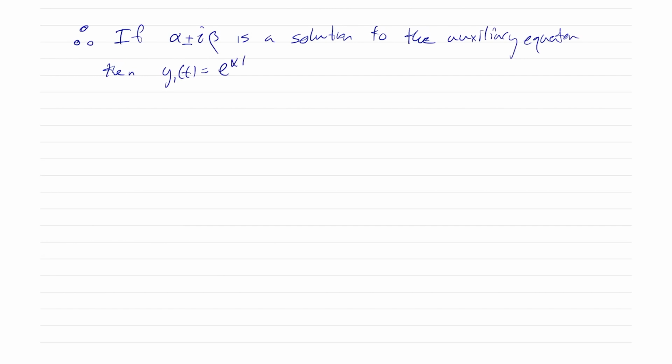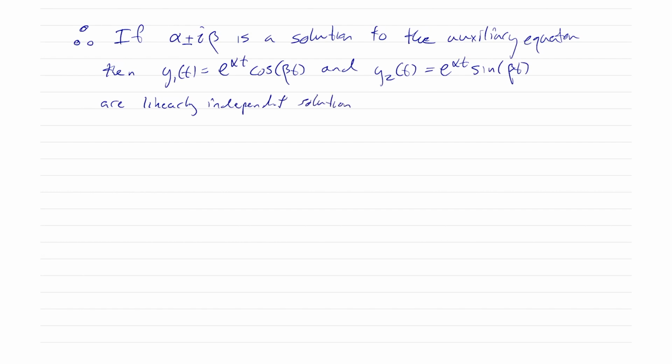Therefore, if alpha plus or minus i beta is a solution to the auxiliary equation, then y1 of t equals e to the alpha t cosine of beta t, and y2 of t is equal to e to the alpha t sine of beta t are linearly independent solutions to the homogeneous equation.